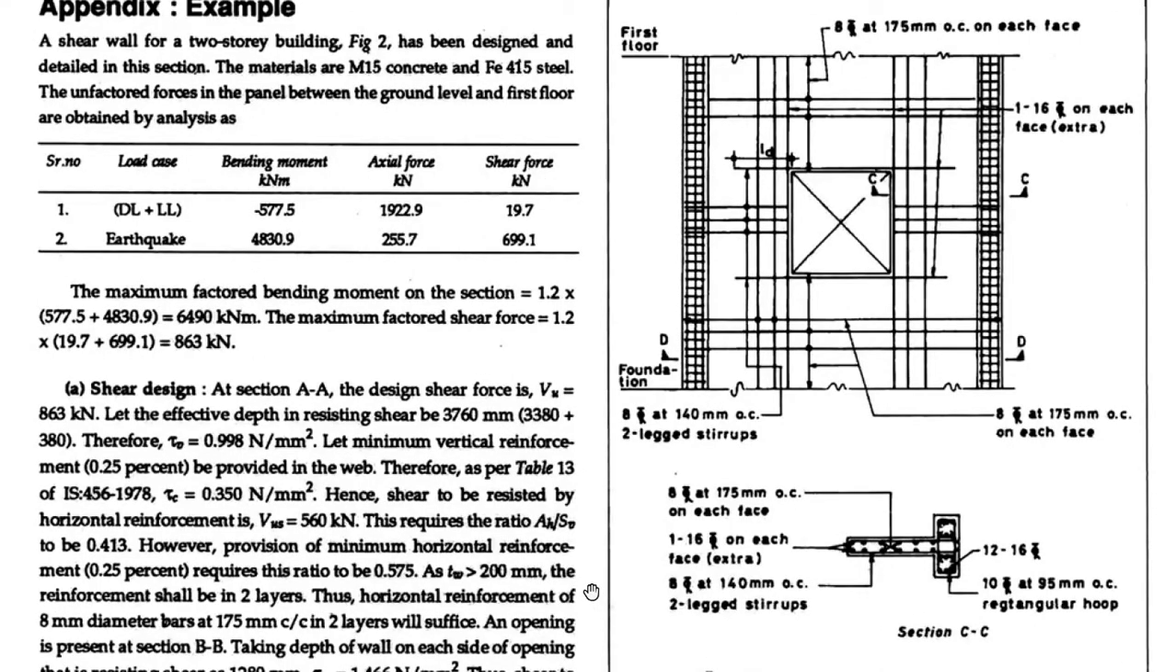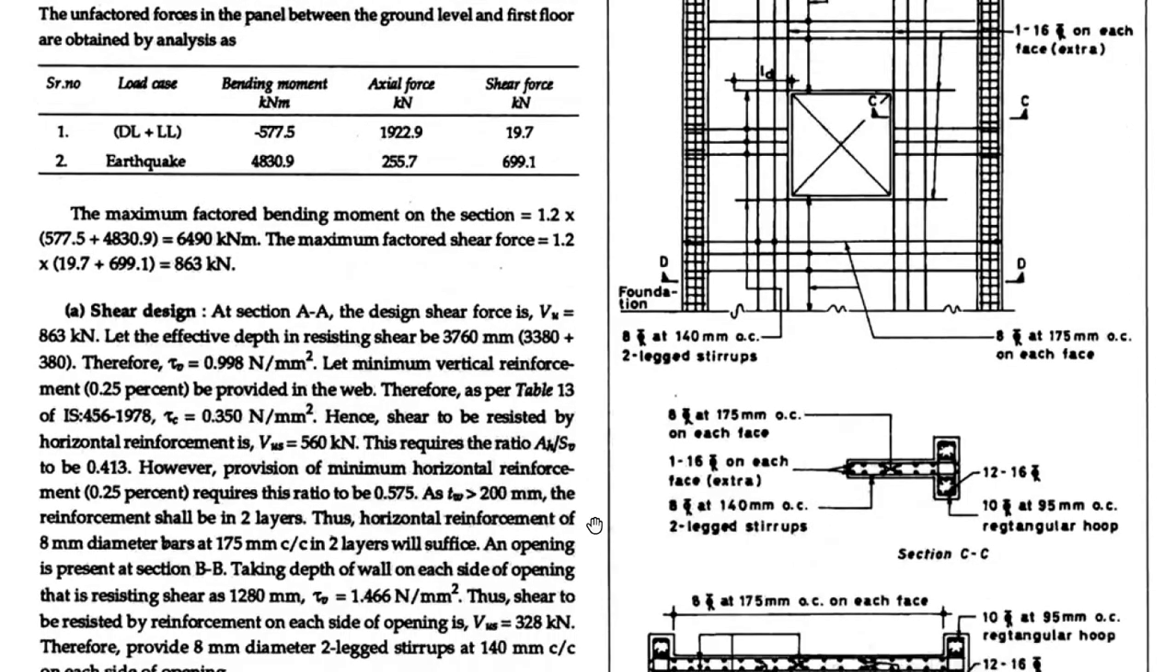This requires a ratio of Ah by Sv to be 0.413. However, provision for minimum horizontal reinforcement of 0.25% requires this ratio to be 0.575, as tw is greater than 200 mm. The reinforcement shall be in two layers. Thus, horizontal reinforcement of 8 mm diameter bars at 175 mm center to center in two layers will suffice.